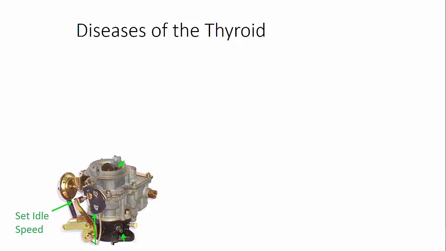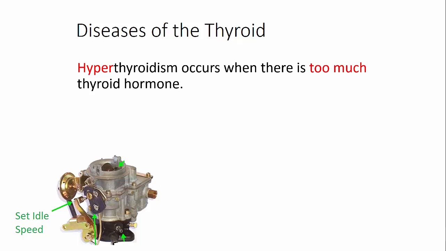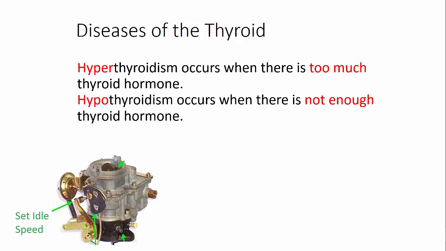Hyperthyroidism is a condition in which there is too much thyroid hormone. Small gas engines, like those in a lawnmower, will often have a small screw on the carburetor that will allow you to set the idle speed. You can increase or decrease the speed of the engine by adjusting this setting. Keep that in mind as we discuss problems of excessive and insufficient thyroid hormone. Hyperthyroidism occurs when there is too much thyroid hormone, and hypothyroidism occurs when there is not enough thyroid hormone.